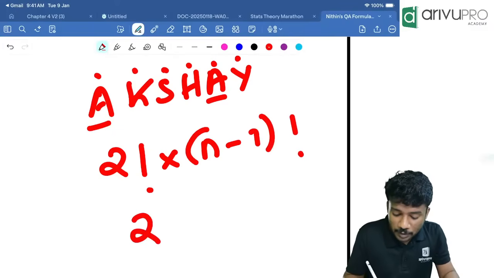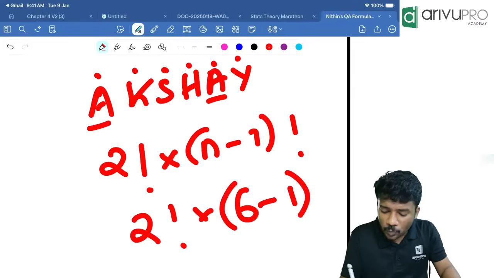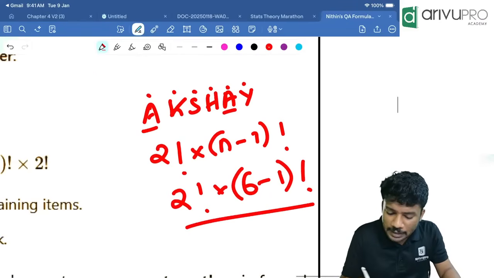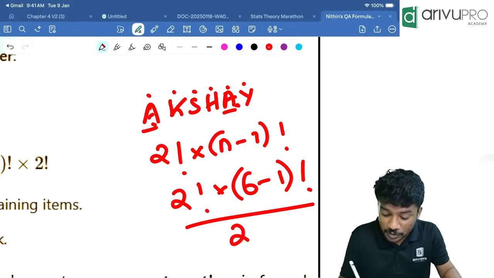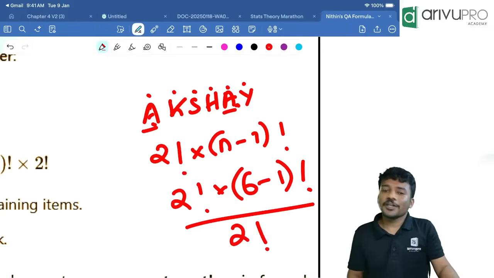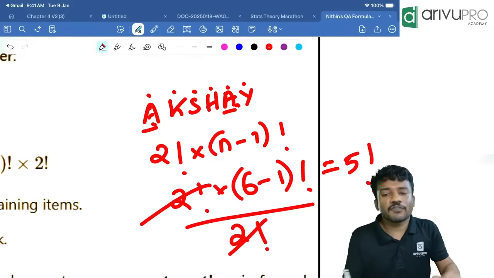So the answer will be what? 2 factorial into, n is 6, 6 minus 1 factorial. But people, here in Akshay's name, there are 2 A's. A is repeated 2 times, so you need to divide it by 2 factorial. That means this will get cancelled. What is the answer? 5 factorial.